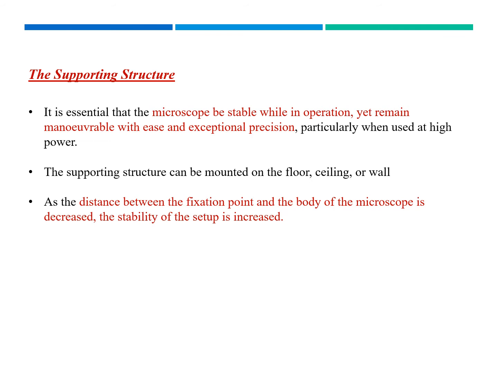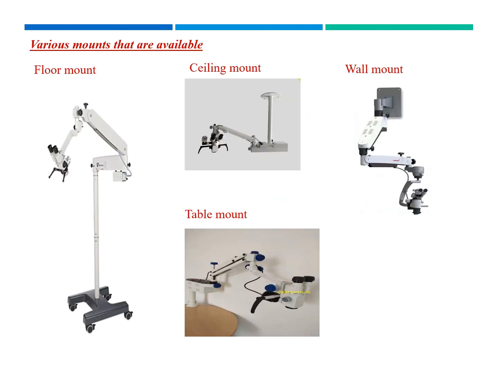The supporting structure can be mounted on the floor, the ceiling, or the wall. As the distance between the fixation point and the body of the microscope is decreased, the stability of the setup is also increased. Floor mount is what we see in our department. Ceiling mount, you can mount it to the ceiling, it conserves space, but the microscope cannot be moved from one room to the other, which is the same situation in case of a wall mount. A table mount is primarily used in case of an educational setup.